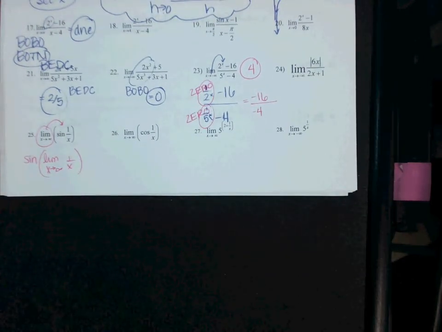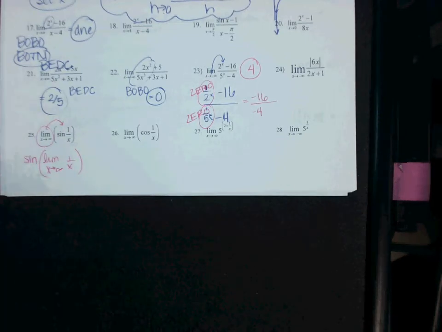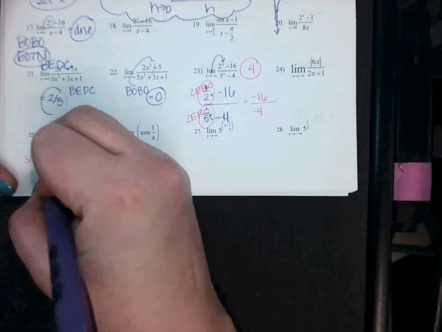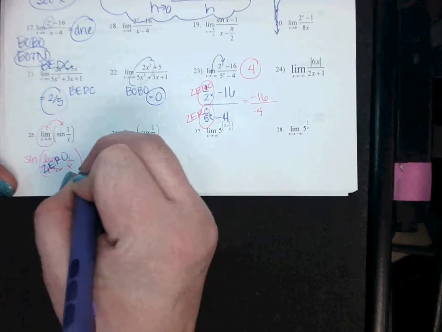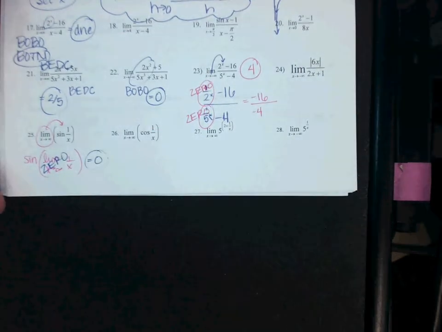Is that a Bobo, Bot, or Betsy? Just the 1 over x part. That's a Bobo. So then that goes to 0. Then what's the sine of 0 in the middle? 0. Make sense?